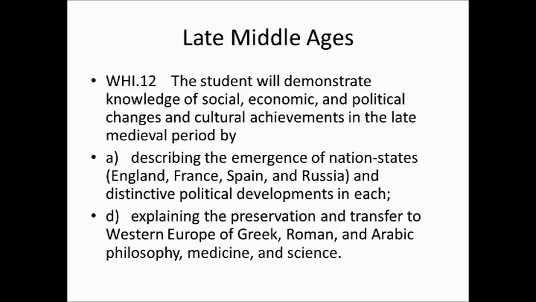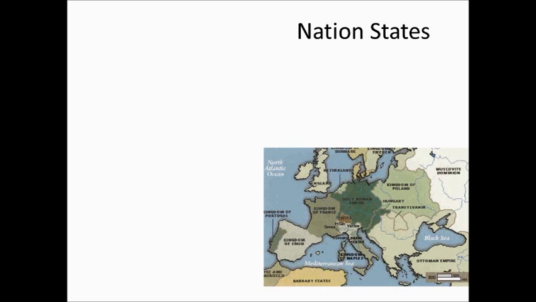We're going to be talking about nation states. Okay, the student will demonstrate a knowledge of describing how the countries of England, France, Spain, and Russia all became distinctive political units, and go from there. We'll also briefly touch on the preservation and transfer to Western Europe of Greek, Roman, and Arabic philosophy, medicine, and science, mostly through the works of monks.